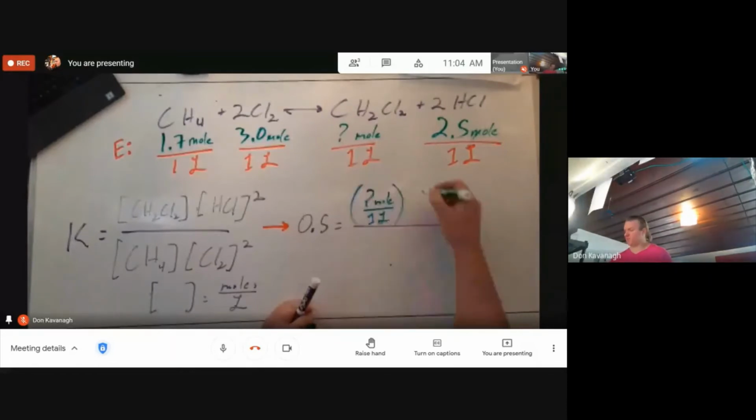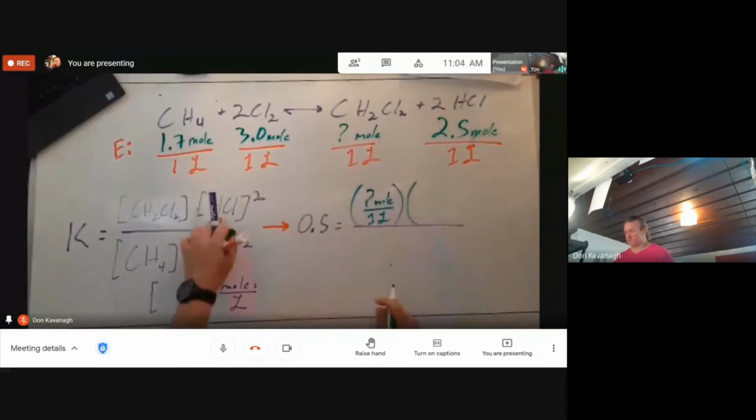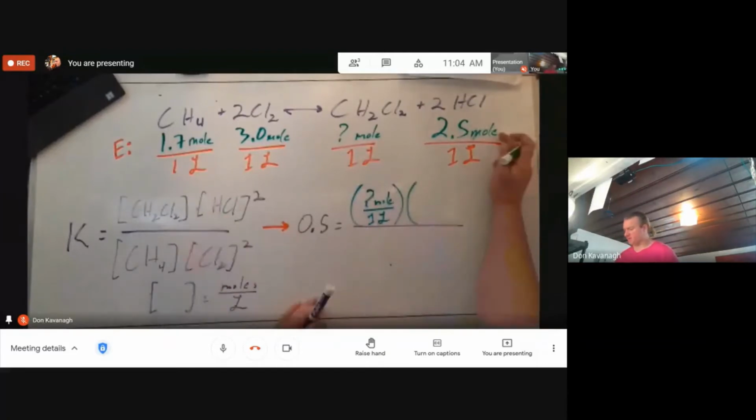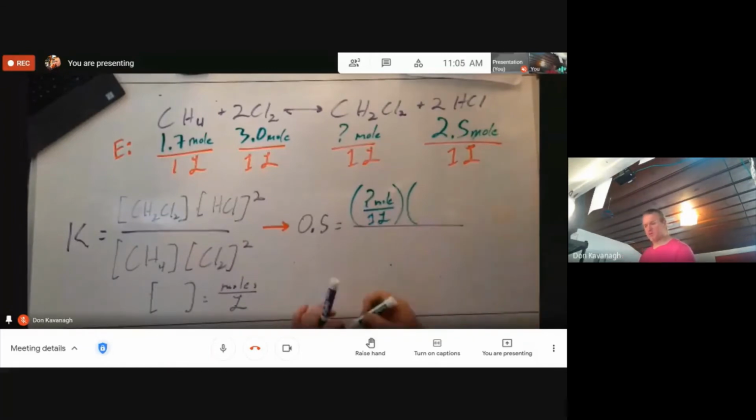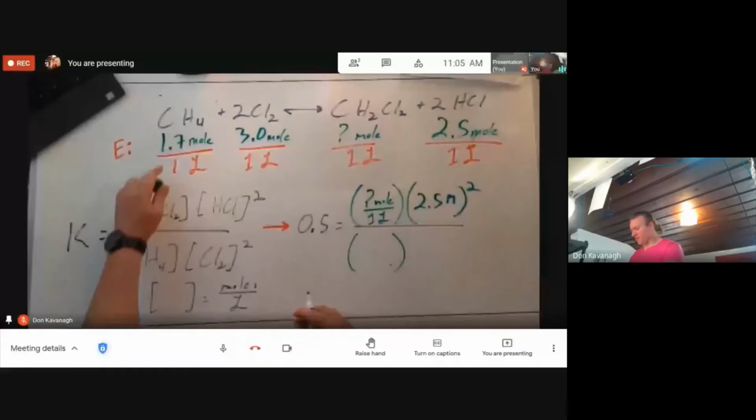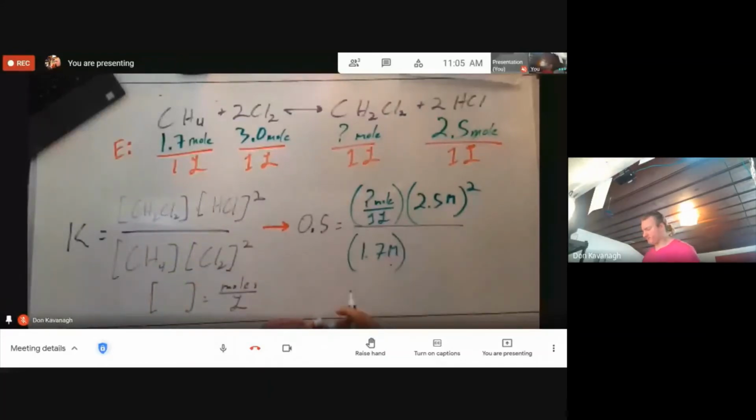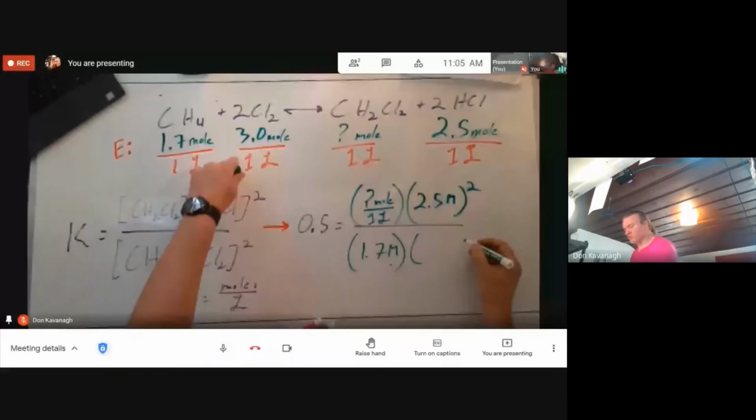I can do that in my head. 2.5 divided by 1 is going to be 2.5, and this 2.5 molarity is going to be squared. Down here in the denominator, the methane molarity is 1.7 divided by 1, that's going to be 1.7 molarity. 3.0 divided by 1 is going to be 3 molarity, and don't forget that that's squared there. So now we try to rearrange and solve for the question mark moles of dichloromethane.